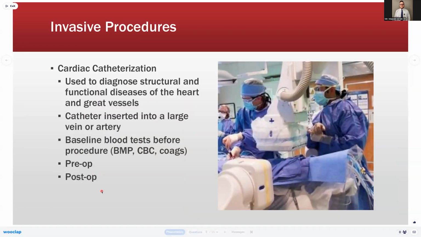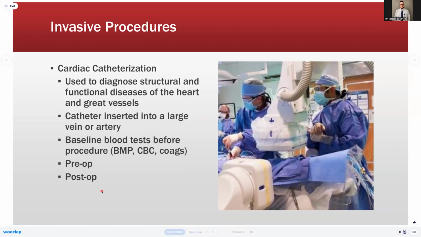Other things to talk about: invasive procedures, cardiac cath, also called PCI. PCI stands for percutaneous coronary intervention. But a cardiac cath can be used as a diagnostic tool sometimes in lieu of a stress test or inability to perform a stress test. So the thing to think about is that we're inserting a catheter into a large vein or artery, typically the femoral artery, and running that catheter towards the heart, and then injecting a dye to physically visualize with imaging all the coronary circulation and see if there are blockages.